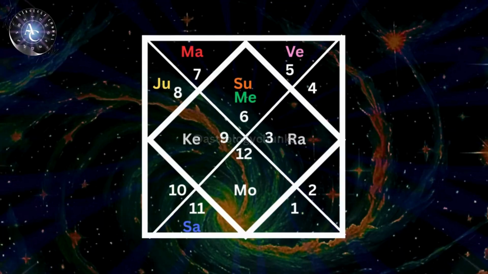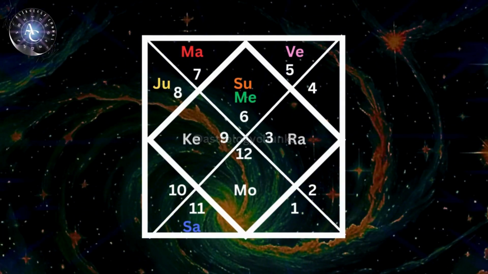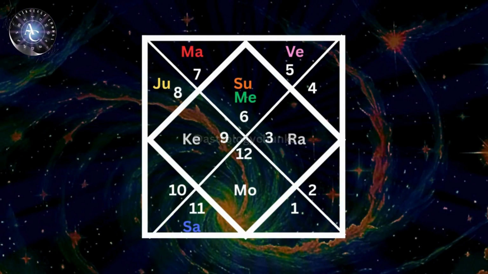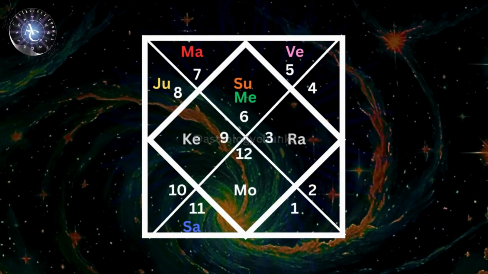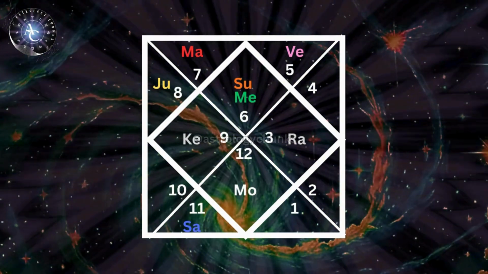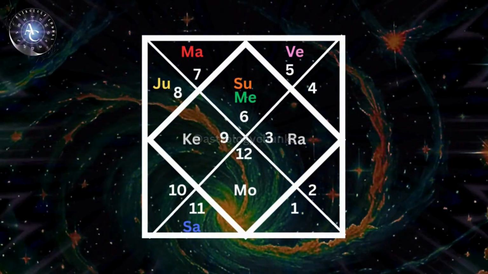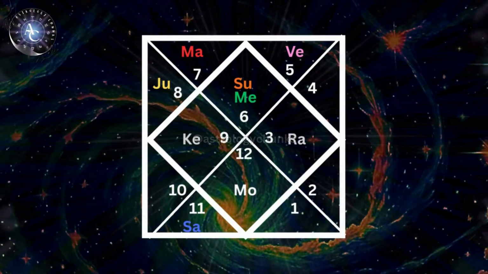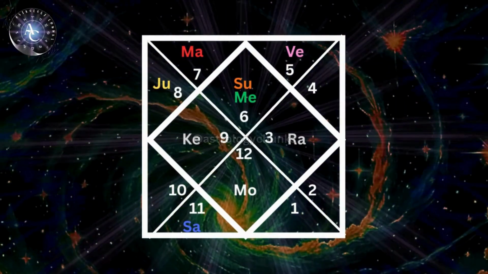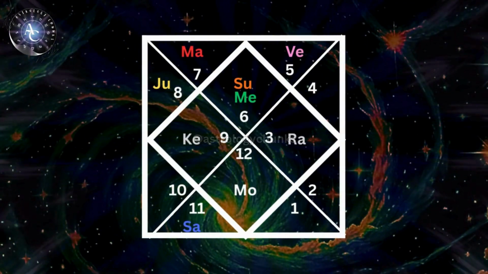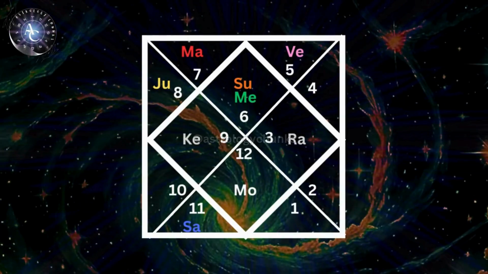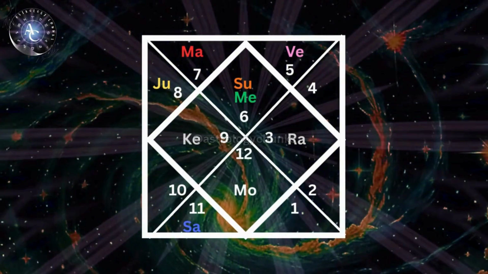Now you know that each zodiac sign is ruled by a certain planet, and when a planet is sitting in a particular house, it doesn't only affect that house, it also manifests the result of the house it rules. So if a planet is sitting in a house, it affects that house directly, and it carries the results of the house it lords over.